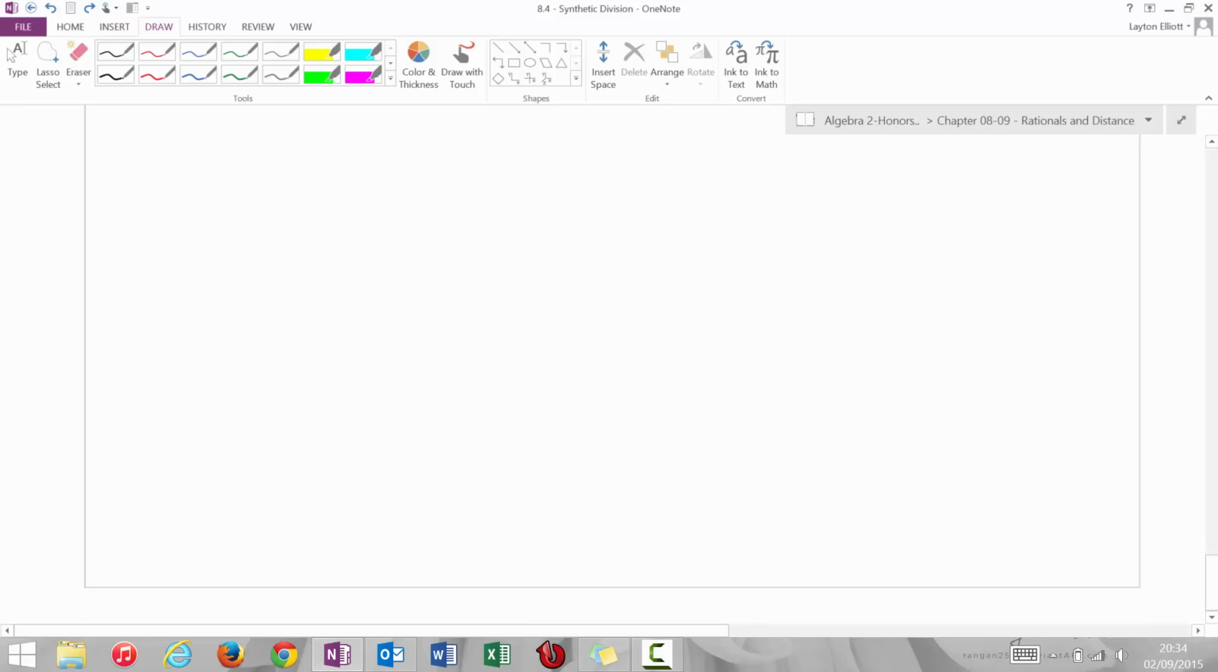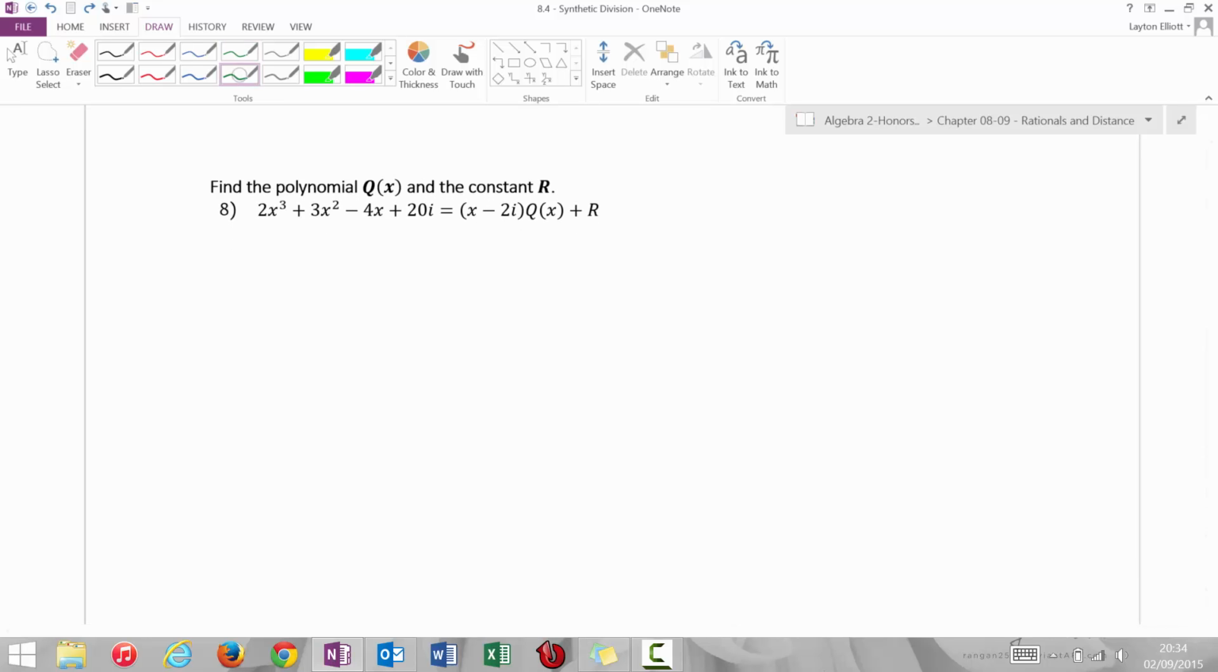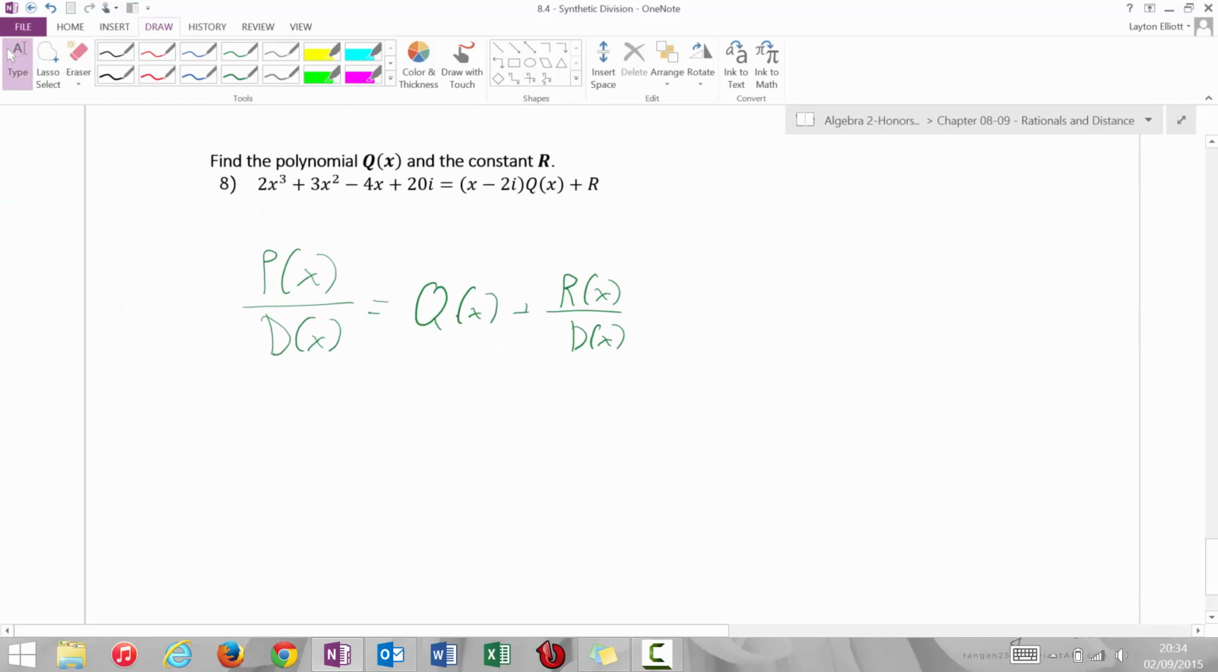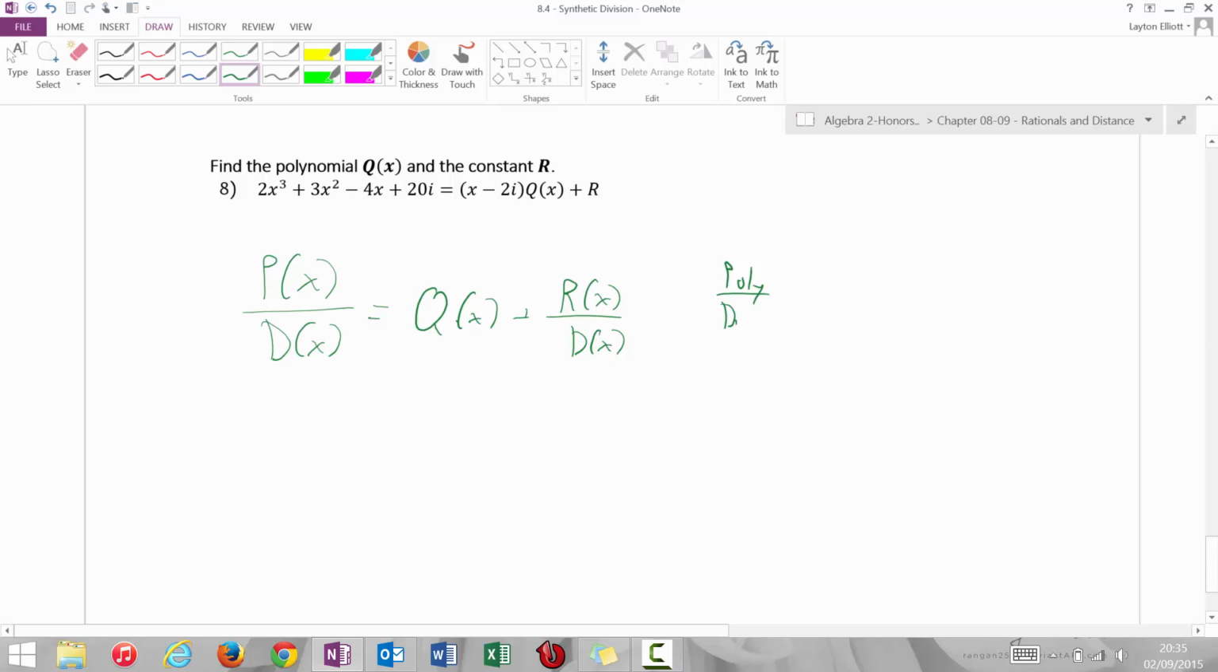Next one. Last one. Find the polynomial q of x and the constant r. This is a very complicated way of just saying something very simple. What I'm essentially saying is polynomial divided by divisor is equal to quotient q of x plus remainder over divisor. Now the of x thing means that those might all be polynomials, but really what I'm saying is polynomial divided by divisor equals quotient plus remainder over divisor.